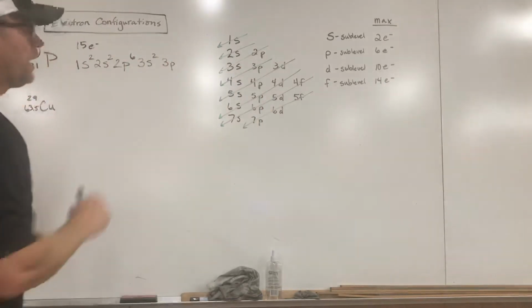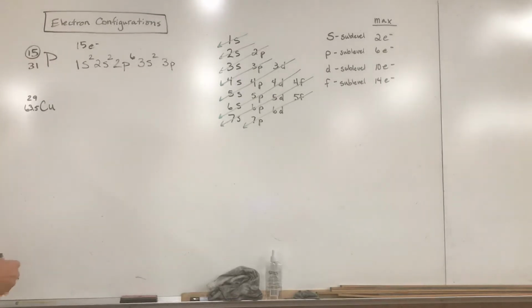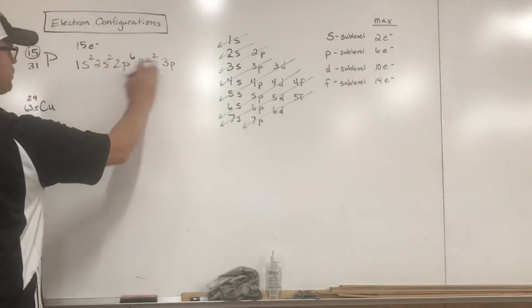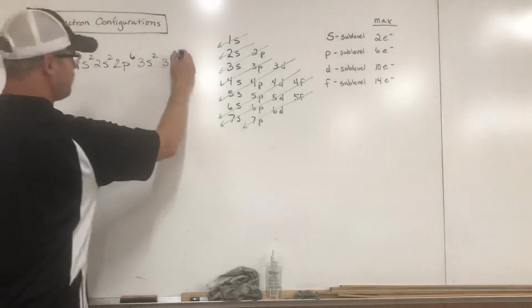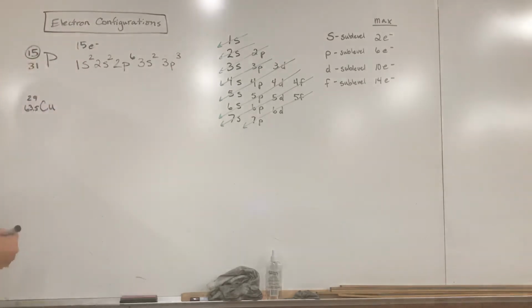Now, a p can hold up to 6. Okay, but we don't have 6 left. If I do my math up here, we placed 12 electrons. There's only 3 more until we have our 15 electrons that exist in a phosphorus atom. So those final 3 will go in the p sublevel.